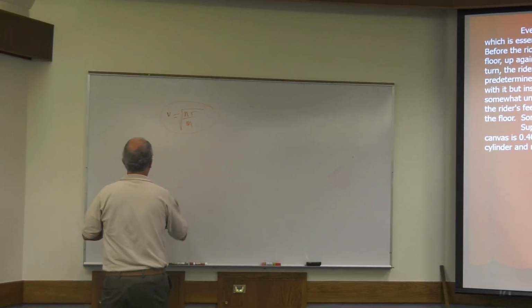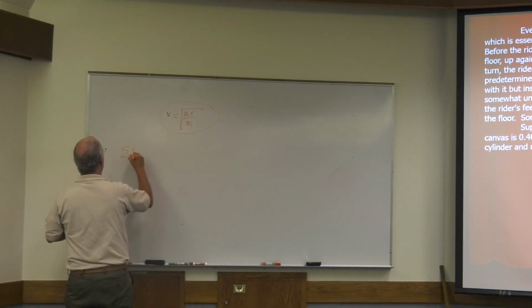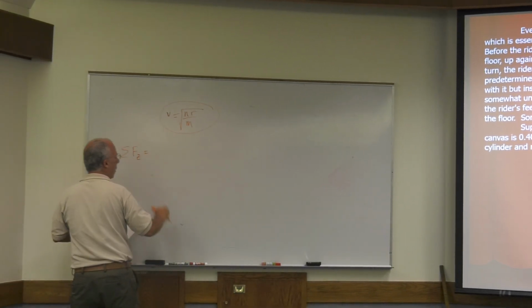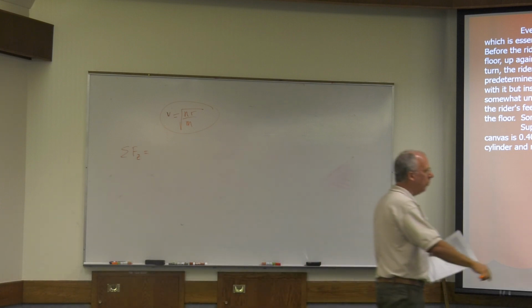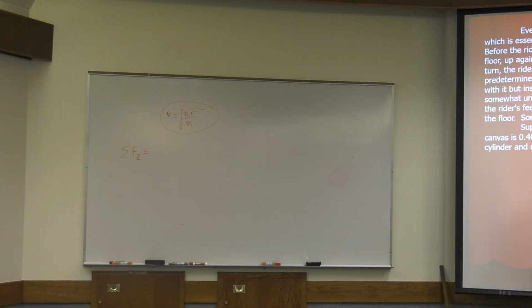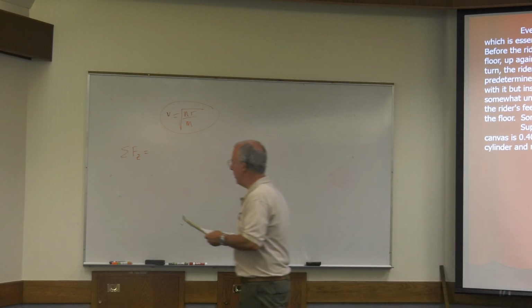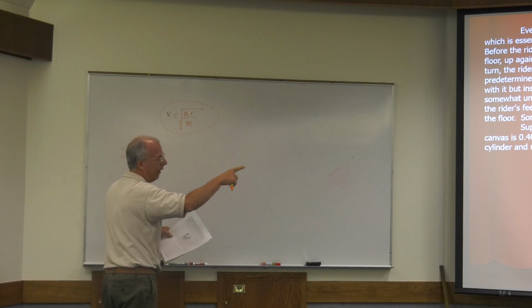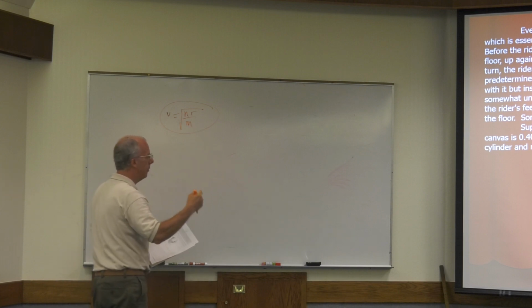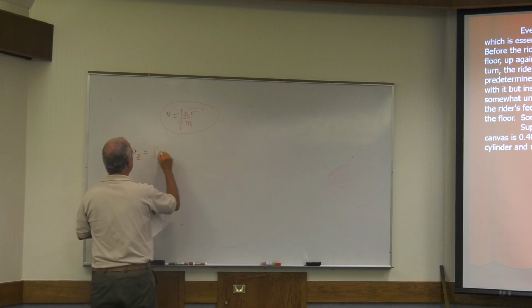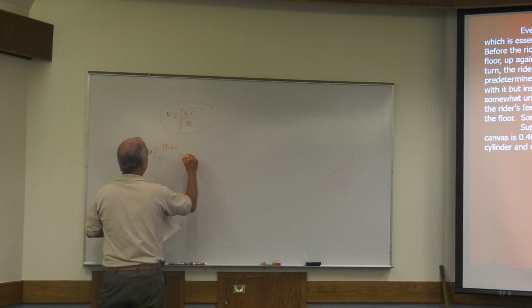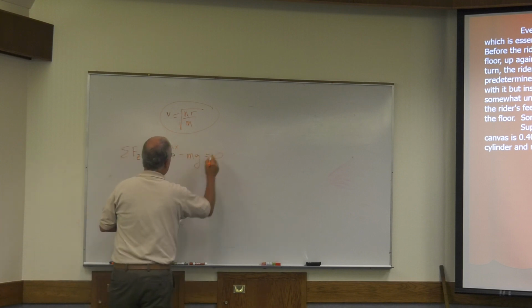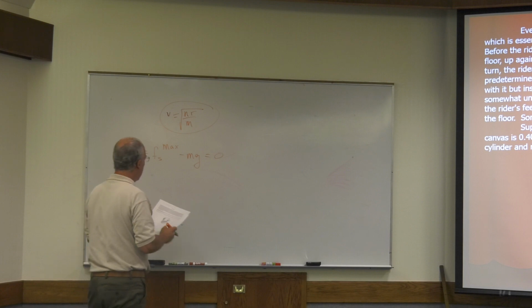Okay, so the sum of the z forces. Now remember, this poor woman is stationary, right? So she's not accelerating up or down. So the sum of the z forces, we have Fs max, right? It's max because we want to know the minimum speed. So we have Fs max up minus mg down. That equals 0. Agree? Okay.